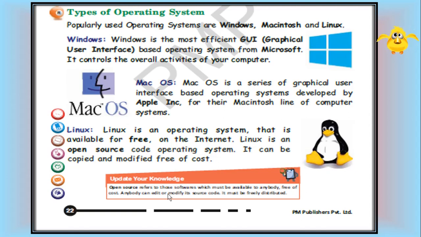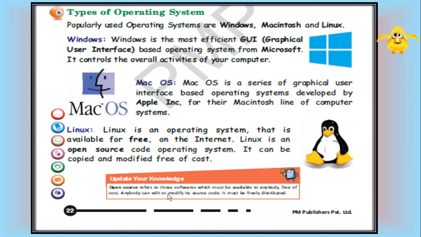Children, on this page you have learnt two new words. The first word is GUI, that is Graphical User Interface. Graphical User Interface are those programs in which you need not learn the commands. All the commands are in the form of small pictures, and if you want to perform the activities, you have to just click on those pictures. Those are the buttons. So such programs are called graphical user interface.